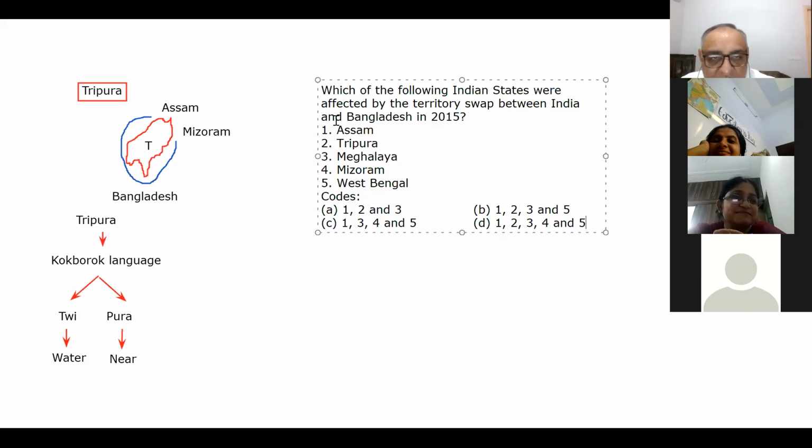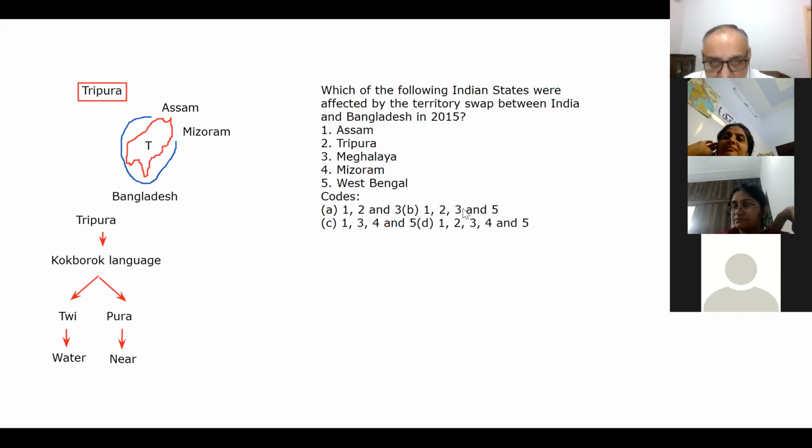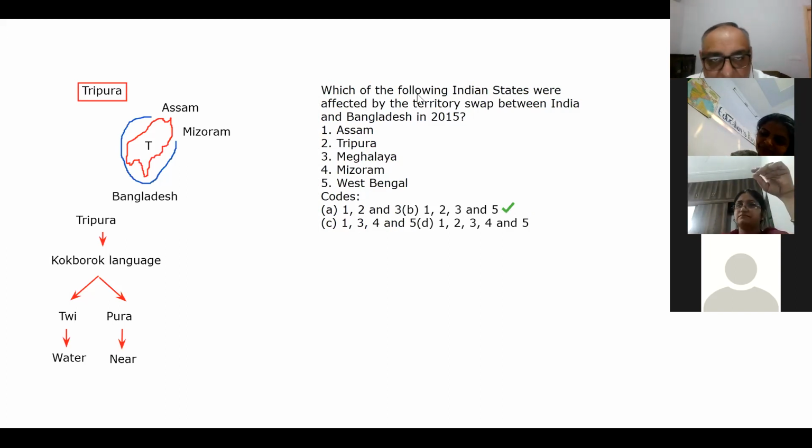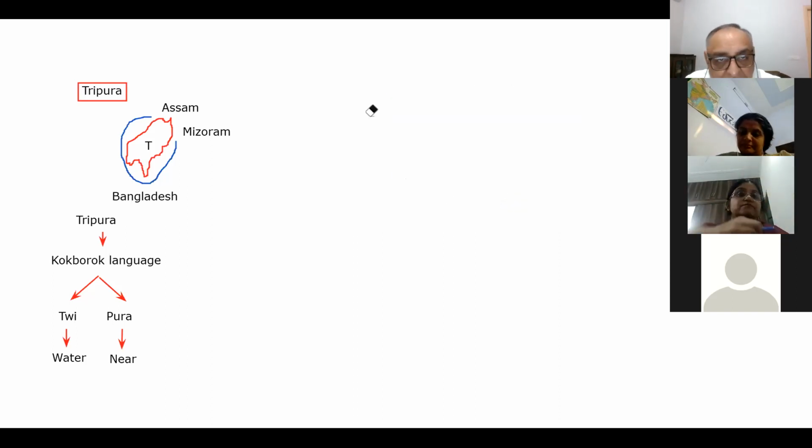So beta, that is the basic वो नीड है बेसिकली, राइट. सो बेटा इसमें क्या है, मिजोरम को छोड़ के बाकी सभी स्टेट्स अफेक्ट हुई थी जो मैंने यहाँ लिखी है, ठीक है. सो इट मीन्स दिस इज द आंसर. 1, 2, 3 and 5, these were the states which were affected by this territory swap. Is it okay? So now I am moving further.